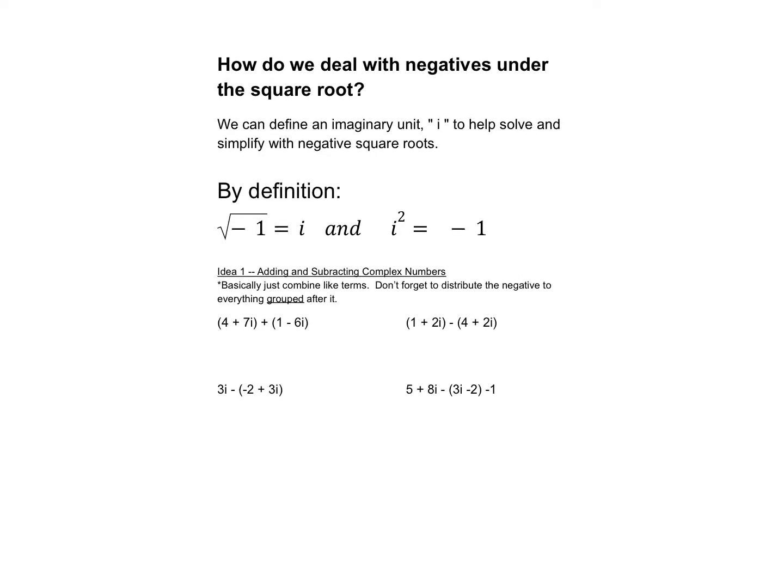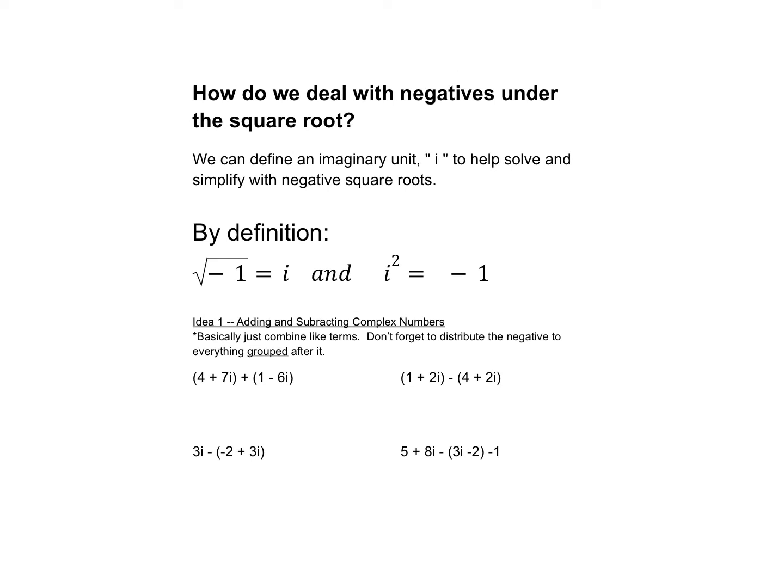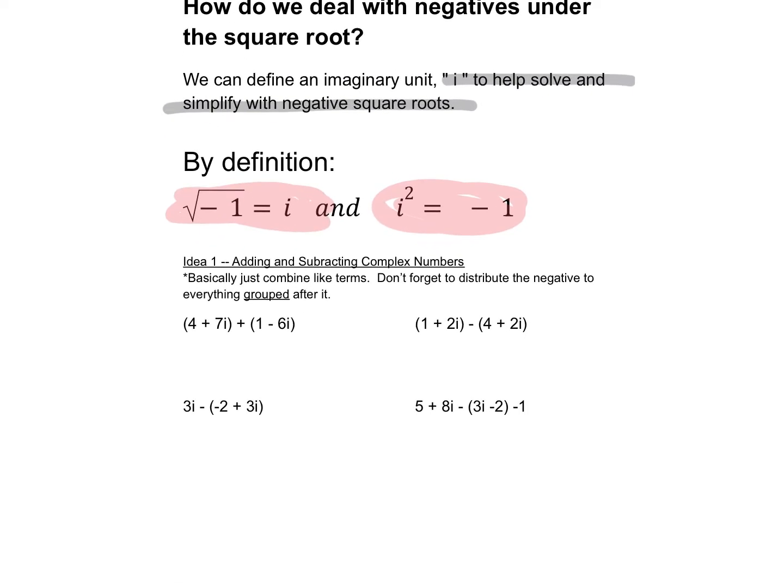Okay, so let's actually talk about what a complex or imaginary number is. Basically, when we have been taking the square root of things and we had a negative under the square root, we basically said that that answer does not exist. What mathematicians have found is that they had to find a way to define and solve when there was a negative under the square root. So they defined an imaginary unit i to help simplify negative square roots. By definition, the important thing to remember is that the square root of -1 is equal to i, and that i squared equals -1.